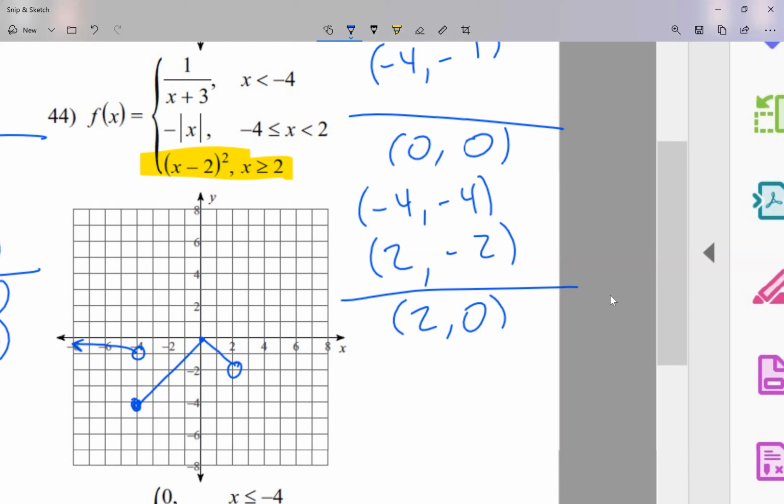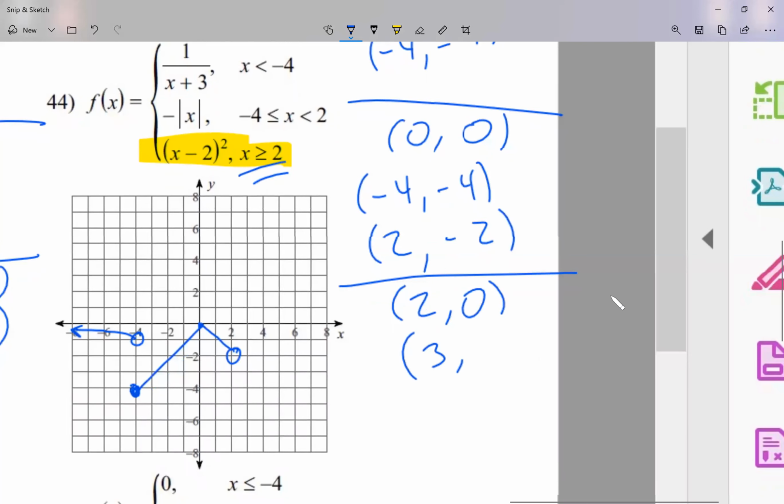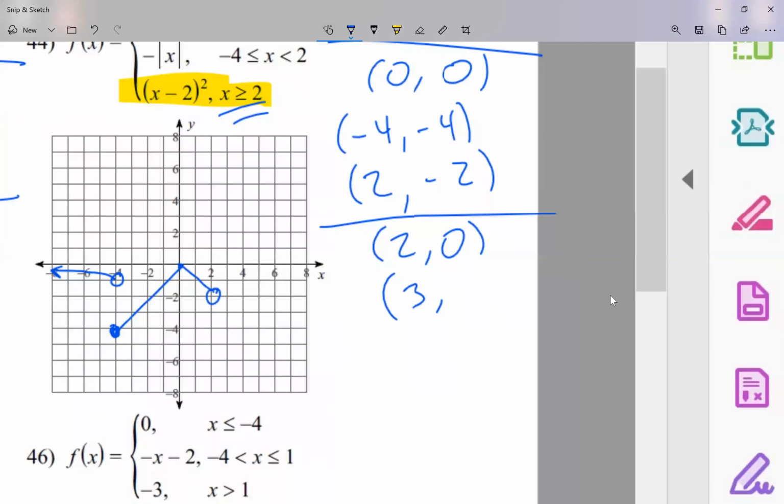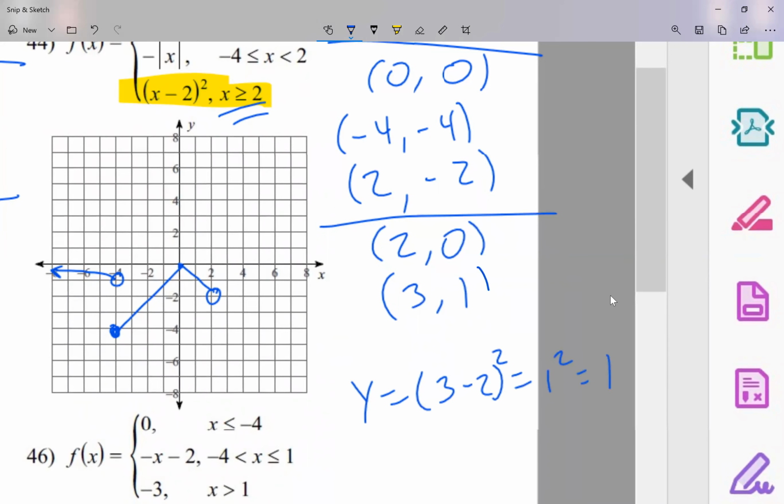The numbers I'm going to choose for x are 2 or more. Cool, I already picked one. So we say, well, what if x equals 3, right? Because it's 2 or more. So I'm looking at the equation as y equals (3 minus 2) all squared. The parentheses, 3 minus 2 is 1, all squared. It's 1. So my y value is 1.